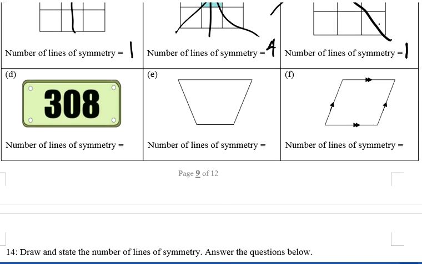How about this shape over here? You realize that in order for you to cut it into 2 equal halves, the only possible way will be to cut it in the middle here. And again, it will only have one line of symmetry.